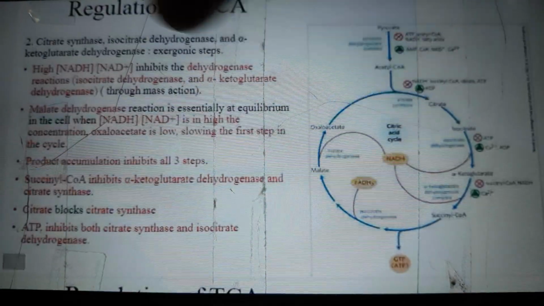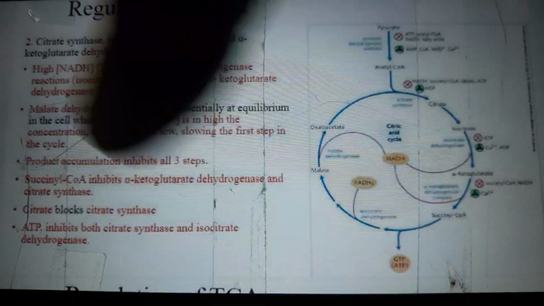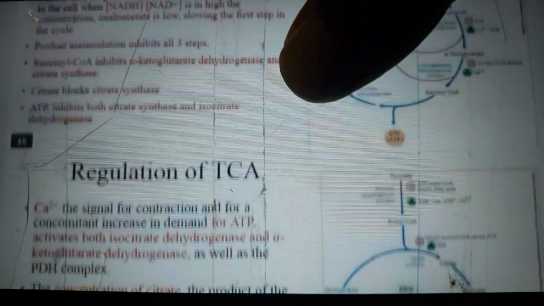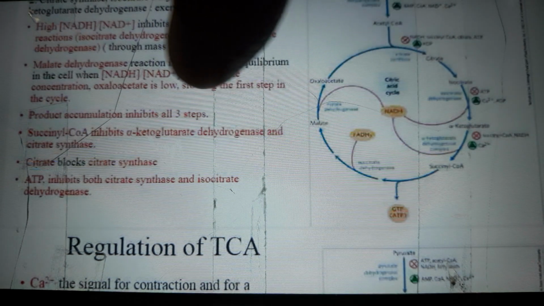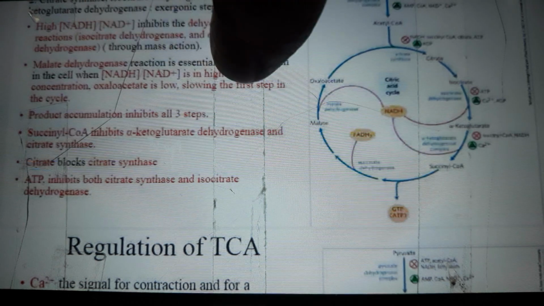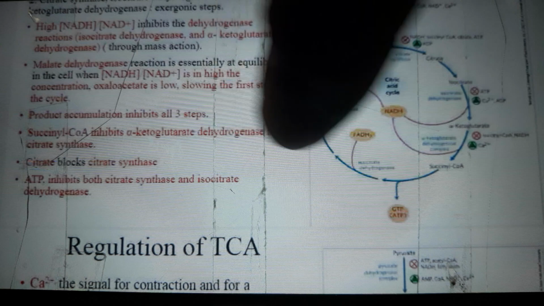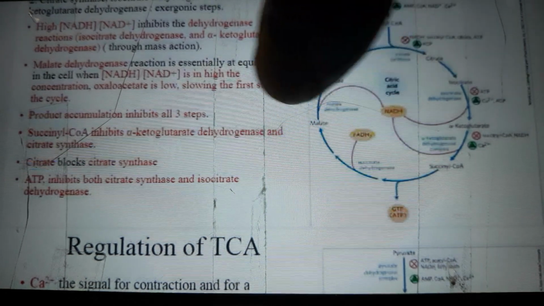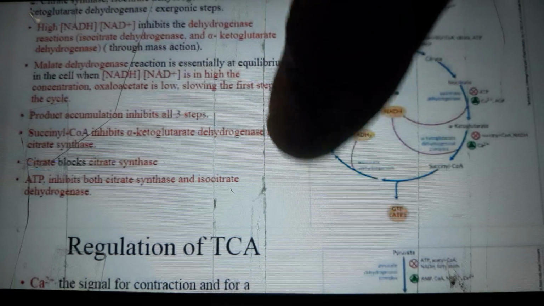Regulation of the TCA cycle: citrate synthase, isocitrate dehydrogenase, and alpha-ketoglutarate dehydrogenase. Take a screenshot of each of these. All these dehydrogenase reactions are regulated through mass action. The dehydrogenase reaction is essentially at equilibrium in the cell. Product accumulation inhibits all three steps. Succinyl-CoA inhibits alpha-ketoglutarate dehydrogenase and citrate synthase.